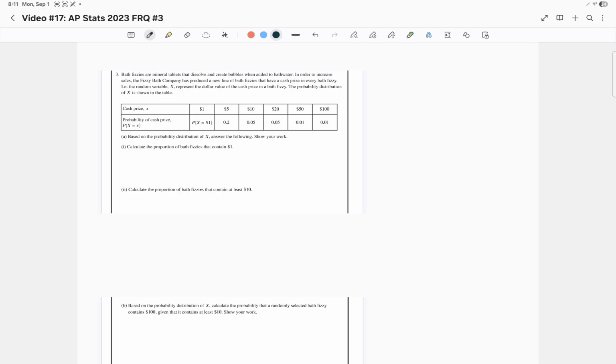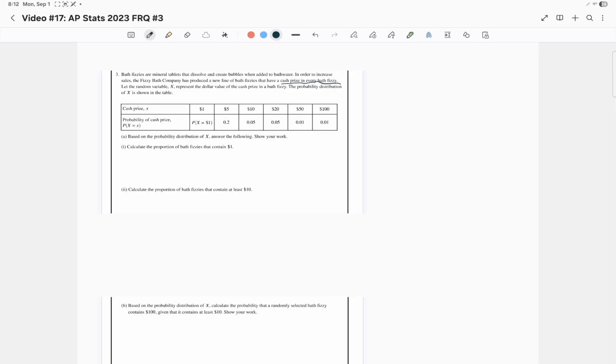Bath fizzies are mineral tablets that dissolve and create bubbles when added to bath water. In order to increase sales, the Fizzy Bath Company has produced a new line of bath fizzies that have a cash prize in every bath fizzy. Every one you get money. Let the random variable X represent the dollar amount of the cash prize in the bath fizzy. The probability distribution of X is shown in the table, so I give you a nice table. Based on the probability distribution of X, answer the following, show your work.